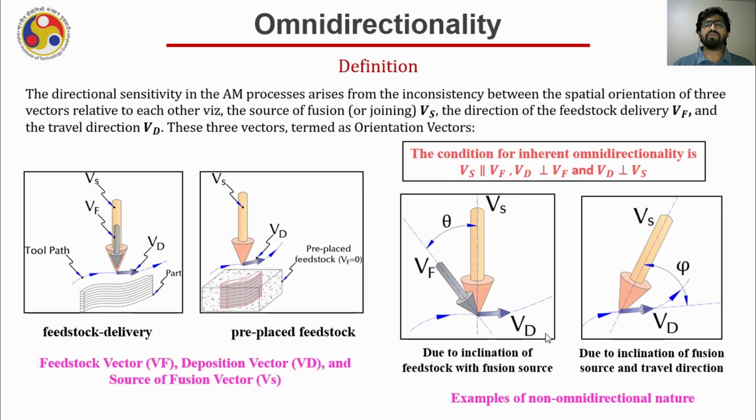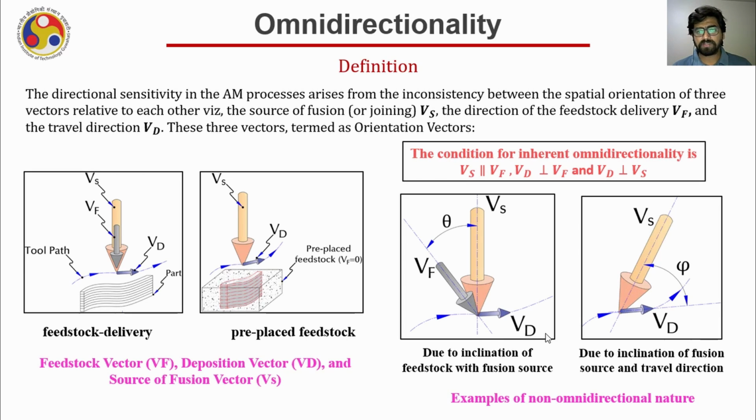So we need to first define this omnidirectionality in a proper mathematical way so that we can refer to it for different additive manufacturing systems. So the directional sensitivity in additive manufacturing processes arises from the inconsistency between the three spatial orientation vectors relative to each other.